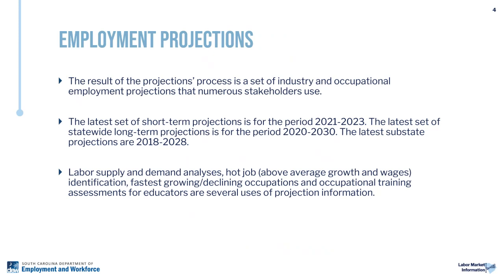So the resulting projections estimates are important to a number of stakeholders. These include educators, workforce planners, and researchers. So currently the latest set of short-term projections, or 2-year projections, are for 2021 to 2023. And the latest set of long-term statewide projections are for the period 2020 to 2030. The latest sub-state projections, which are completed at our workforce area level, are currently 2018 to 2028 projections. So a number of uses that we have for projections are labor supply and demand analyses, identifying hot jobs, those that have above average growth or wages, and fastest growing, fastest declining occupations.